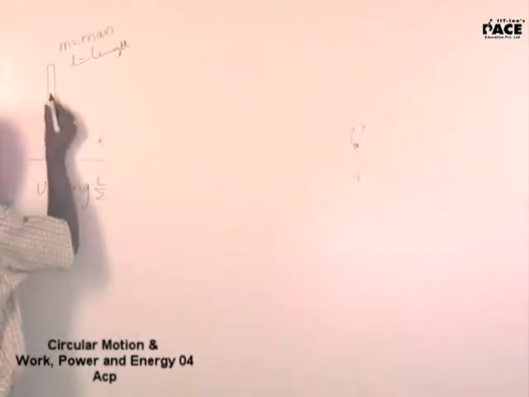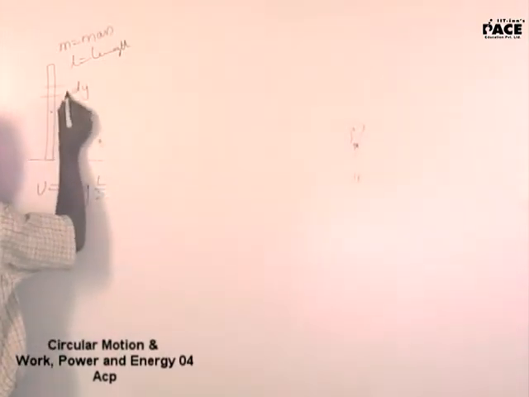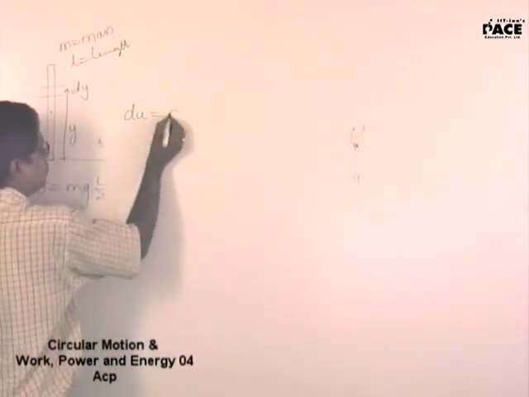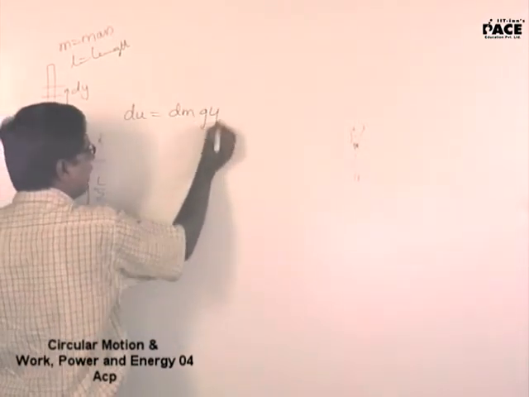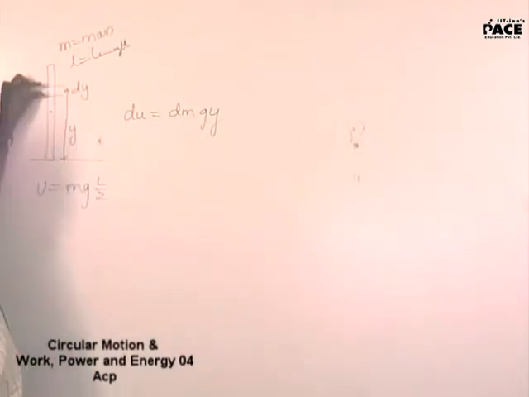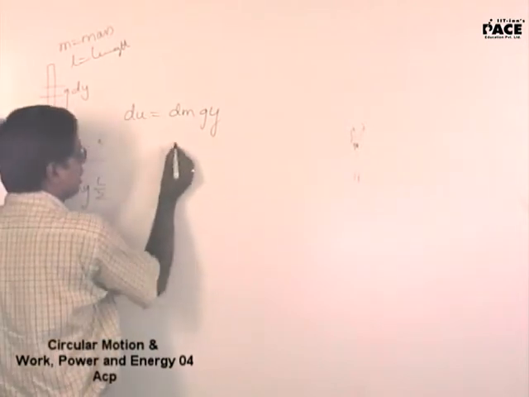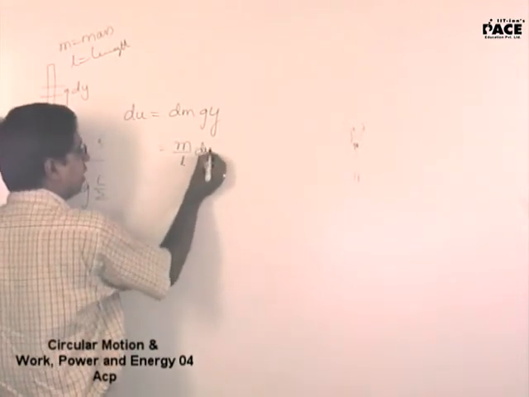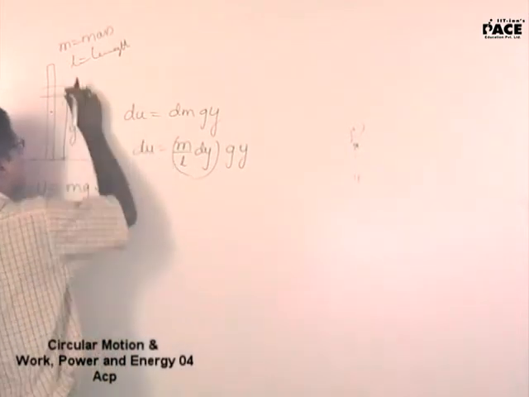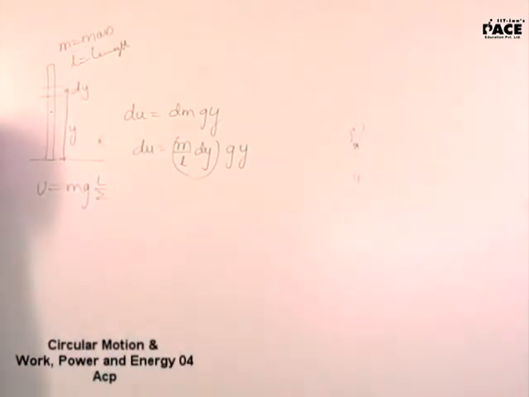Technically, how do you derive it? Consider an element dy at a distance of y. The potential energy of the small element is dm g y, mgh, where you took the small element to be dm. So what will be the mass of the small element? Mass per unit length into dy, into g y. This will be the potential energy of the small element.